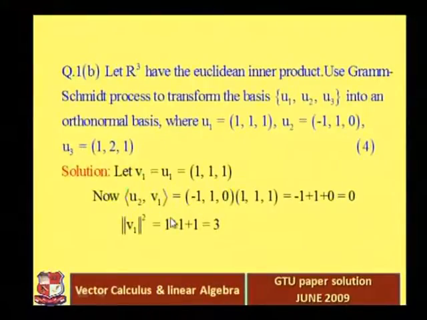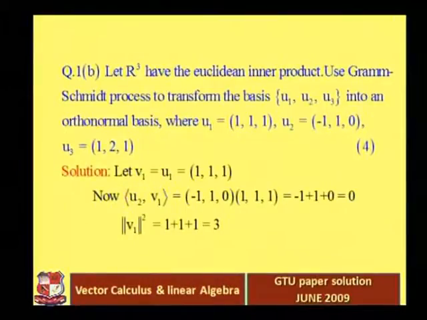Inner product of u2 with v1 is equal to -1 1 0 into 1 1 1, that is equal to -1 plus 1 plus 0. Okay, now see, these three are just basis vectors, but they are not an orthonormal basis. So that's why we have to convert these three vectors into an orthonormal basis. To convert any basis into an orthogonal basis, first of all, we have to use the Gram-Schmidt process, right?